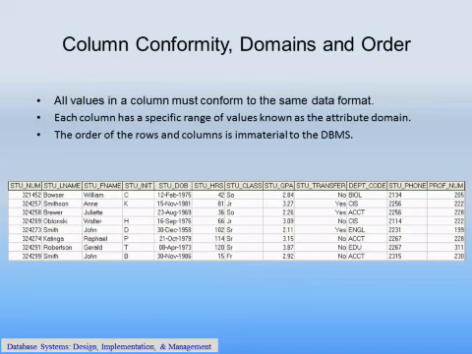All values in a column must conform to the same data format. For example, all attributes in the student date of birth column are dates. Each column has a specific range of values known as the attribute domain. For example, all attributes in the student GPA column are numbers between 0 and 4 with 2 decimal places. The order of the rows and columns is immaterial to the DBMS.